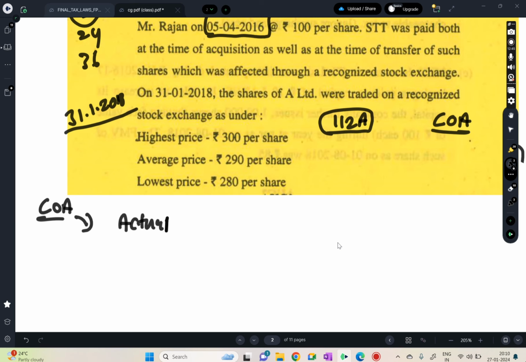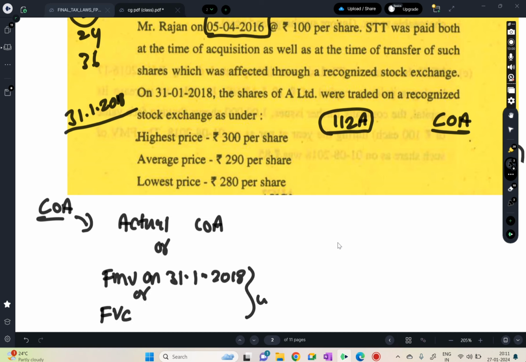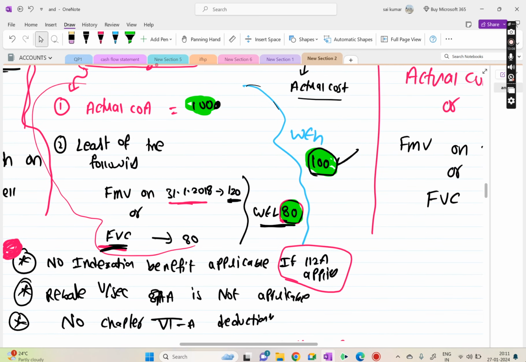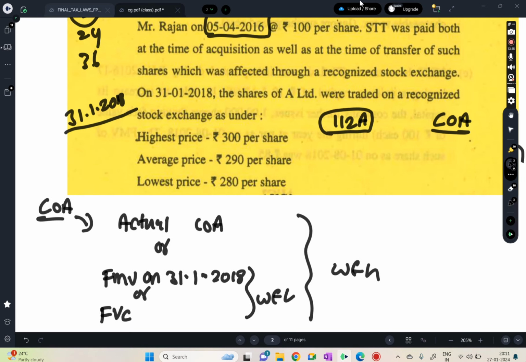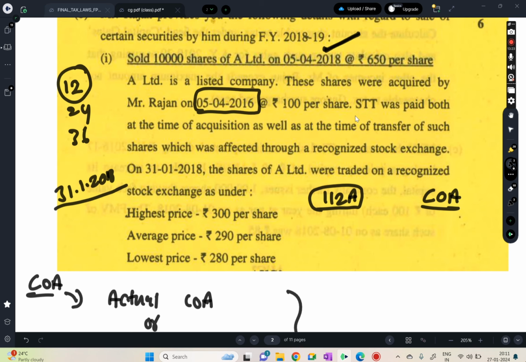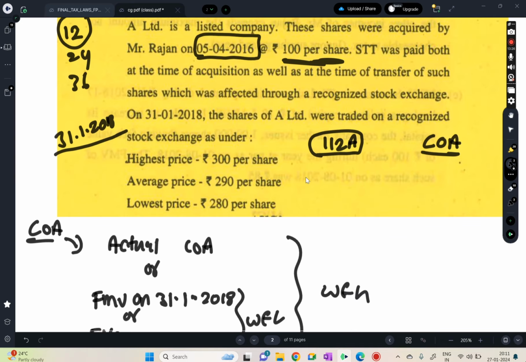So they mentioned you can take the actual cost of acquisition or the least of the following: FMV on 31/1/2018 or FVC. We have to take whichever is lower and then we have to take whichever is higher. This is what I have written here, like 1 and 2. Now let's see, what is the actual cost of acquisition, at what price we bought the shares. These shares were acquired by Ranjan at 100 per share. So this is the actual cost of acquisition.